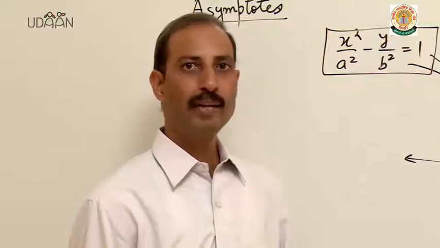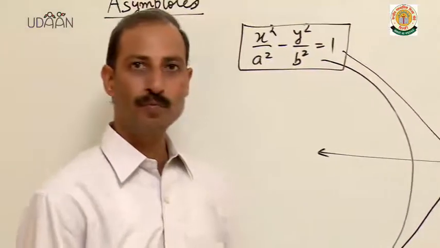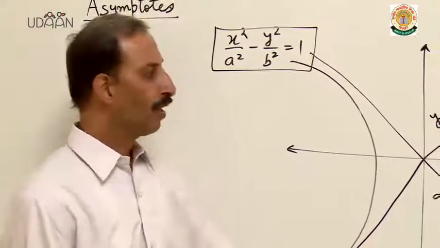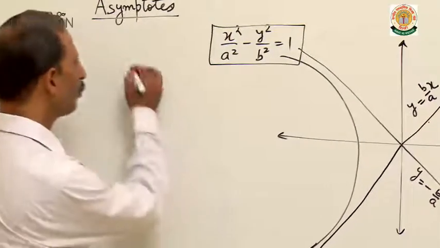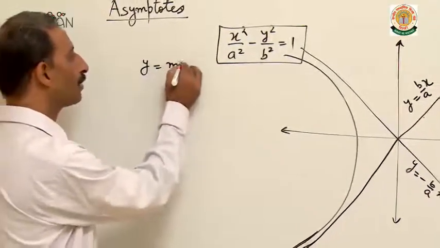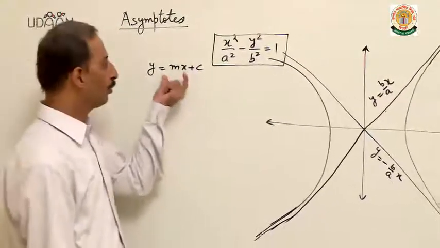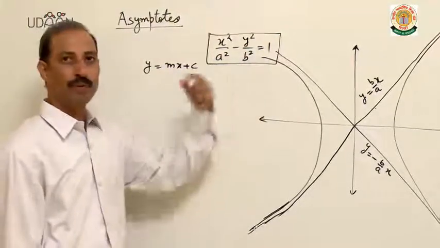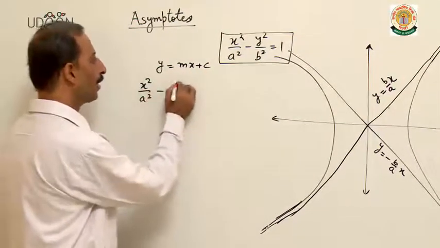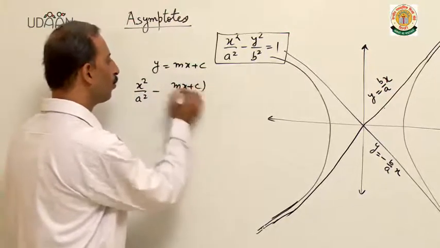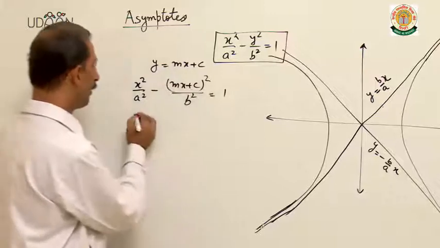Children, I told you directly the equation of asymptotes. Now I am telling you the derivation. How will you get the equation of asymptotes? Let us suppose y is equal to mx plus c is the equation of asymptote. Put the value of y in the equation of hyperbola. You will get x square upon a square minus (mx plus c) whole square upon b square is equal to 1. Simplify this further.